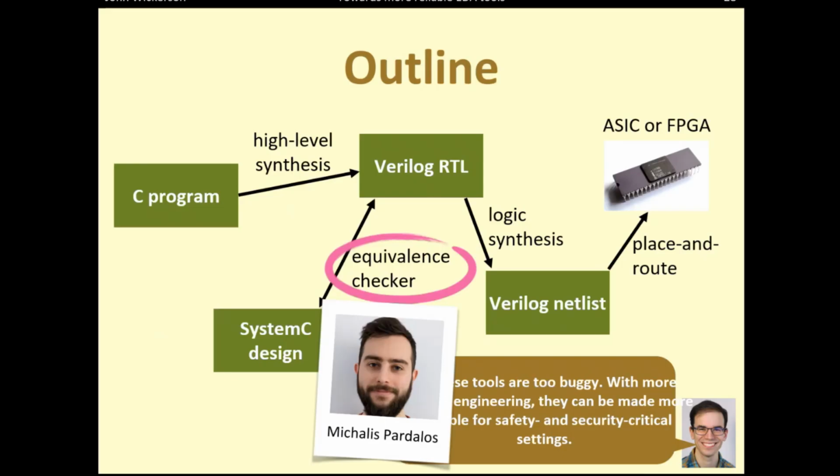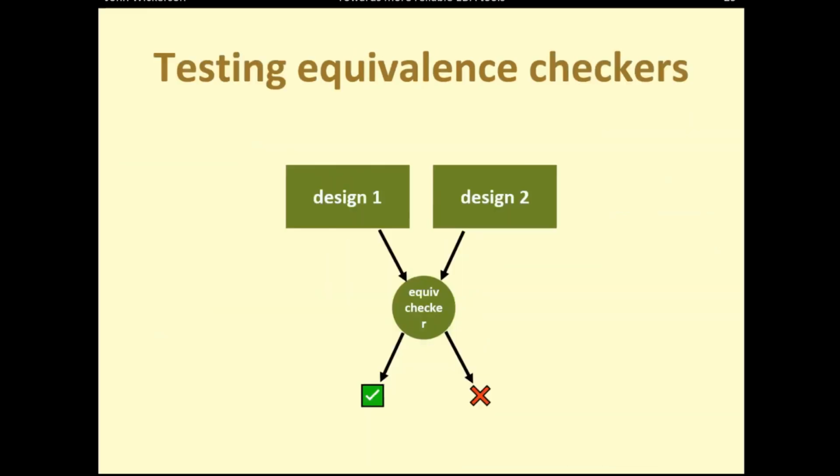The final thing I want to talk about is the equivalence checker. This is the work of my student Michalis. So with the equivalence checker, we're talking about something where you have a design and another design. Perhaps they're both Verilog RTL, maybe one is written in C, maybe one is written in Verilog, depends, but you've got two designs and you want to know, are they functionally equivalent? So you give them both to your equivalence checker and your equivalence checker should say yes or no.